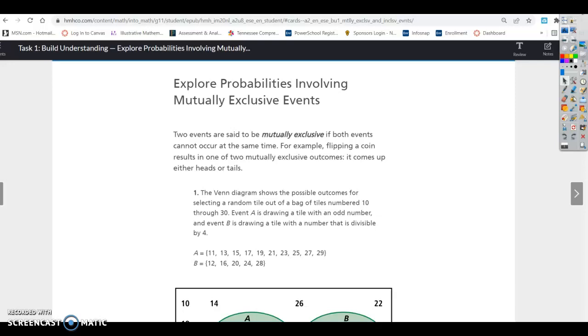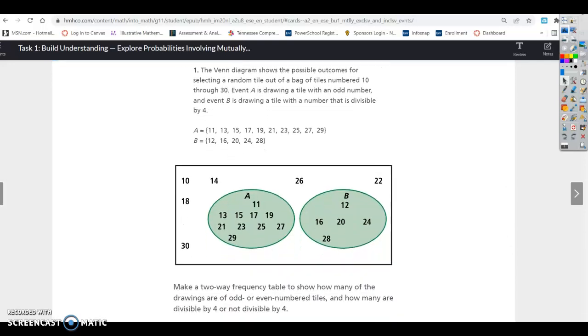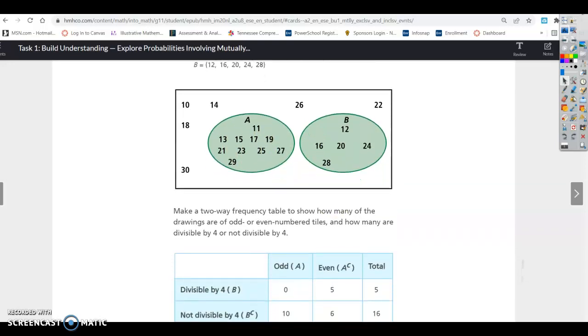The Venn diagram shows the possible outcomes for selecting a random tile out of a bag of tiles numbered 10 through 30. Event A is drawing a tile with an odd number, and Event B is drawing a tile with a number that is divisible by 4. So you can see here is A. This is your odd numbers, and again, we're only doing 10 through 30. And then these numbers are all numbers that are divisible by 4. So these two are mutually exclusive. They do not overlap because there are no odd numbers that are also divisible by 4.